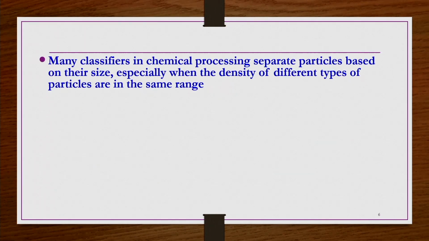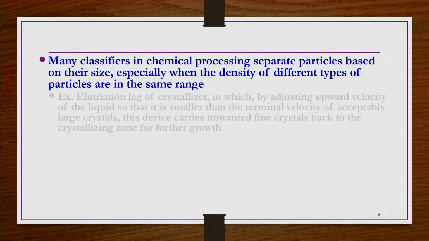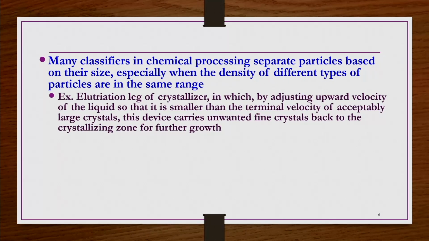But before going to the details of these processes, we see some examples. Many classifiers in chemical processing units separate particles based on their size, especially when the densities of different types of particles are in the same range. Something like the illustration leg of a crystallizer, in which the upward velocity of the liquid is adjusted so that it is smaller than the terminal velocity of the acceptably large crystals. This device carries unwanted fine crystals back to the crystallizing zone for further growth.